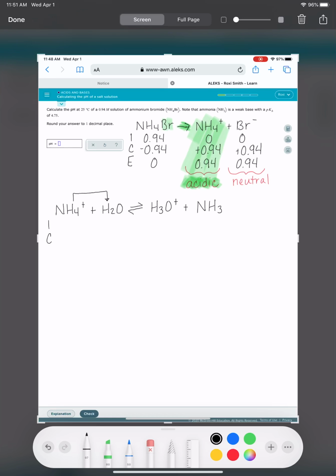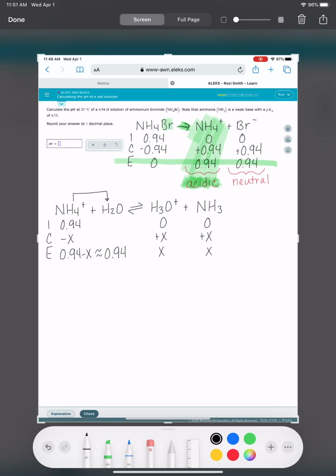Make an ice table for this reaction using the end of the previous ice table as much as we can. 0.94 for the NH4 plus, no products yet. We don't know how much of this is going to dissociate or how much of it's going to react, so we're going to use X. 0.94 minus X, but we do know that X is very small, so we're going to approximate 0.94 as our ending concentration of NH4 plus.